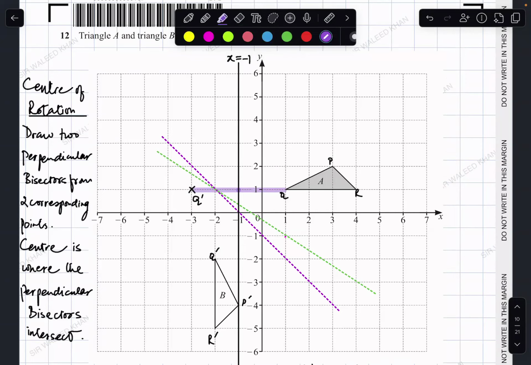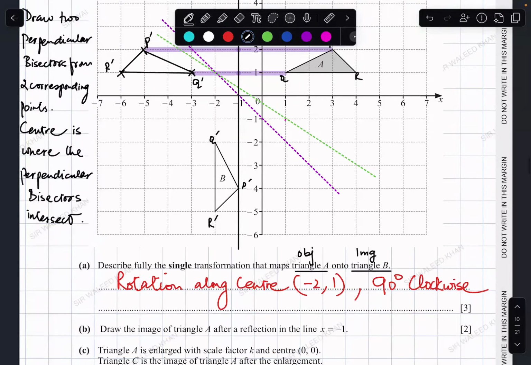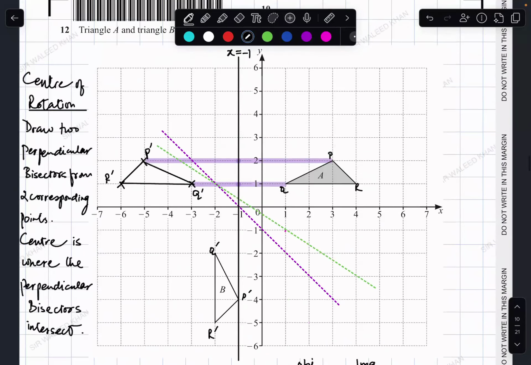Then 4 boxes on the left, right? 4 boxes on the right, left. So we have P prime over here. Then we have 5 boxes on the right, so 5 boxes on the left over here. So this is our R. Just join them. And that is your triangle. क्या कहा था उन्होंने? What am I going to name it? Nothing. Image of A. So I can say A prime like this.